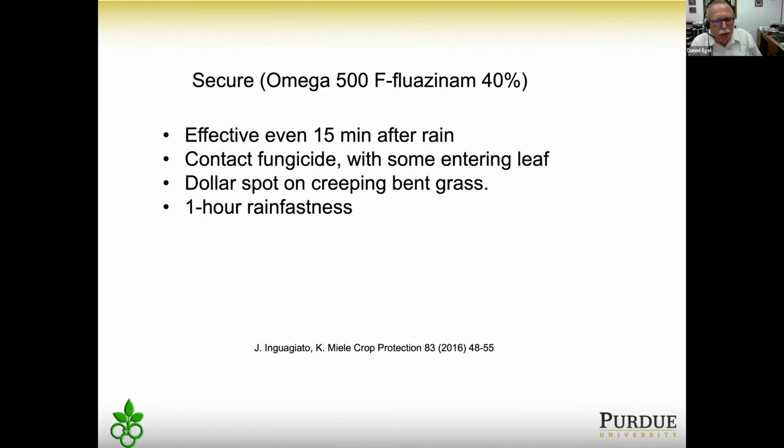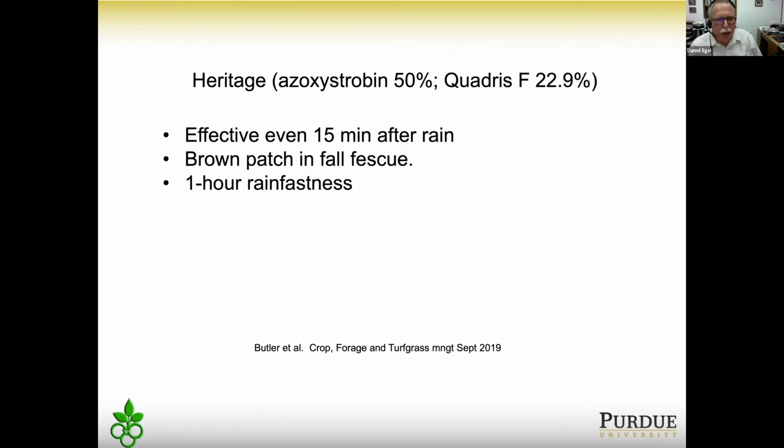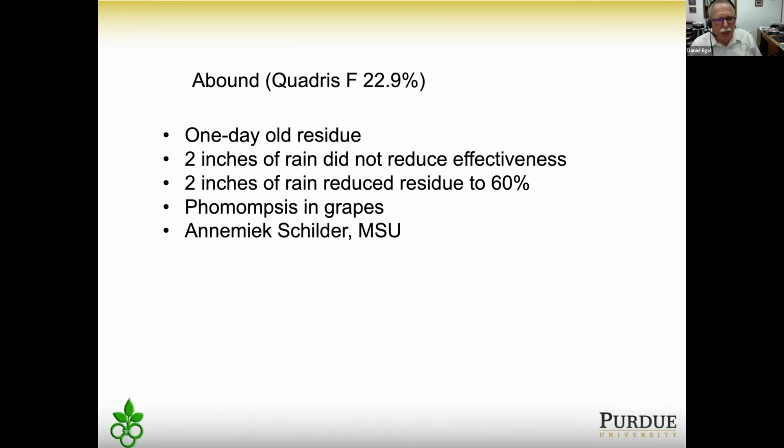They were working with dollar spot and creeping bentgrass, and they recommended 1 hour of rain fastness. After 1 hour, it was rain fast. Here's an azoxystrobin product, Heritage, effective even 15 minutes after a rain. They're working with brown patch and tall fescue, and so they also recommended 1 hour of rain fastness. It was rain fast after an hour.